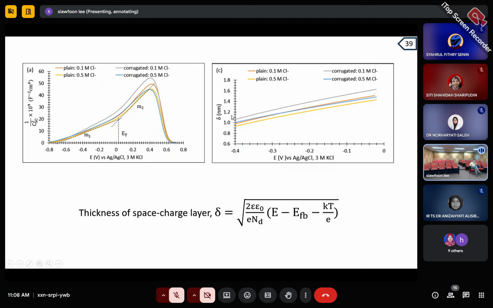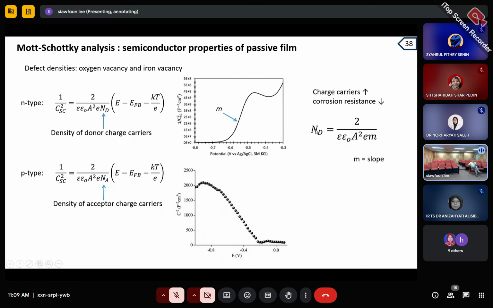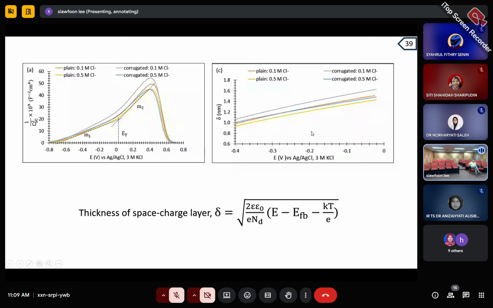So from here, you can work out the thickness of the space charge layer from this equation. First you get the value from the slope here, and from this slope you get this ND, the concentration of the charge carrier, plus the potential that you apply, and this is a constant value, so you get the thickness of the space charge layer.